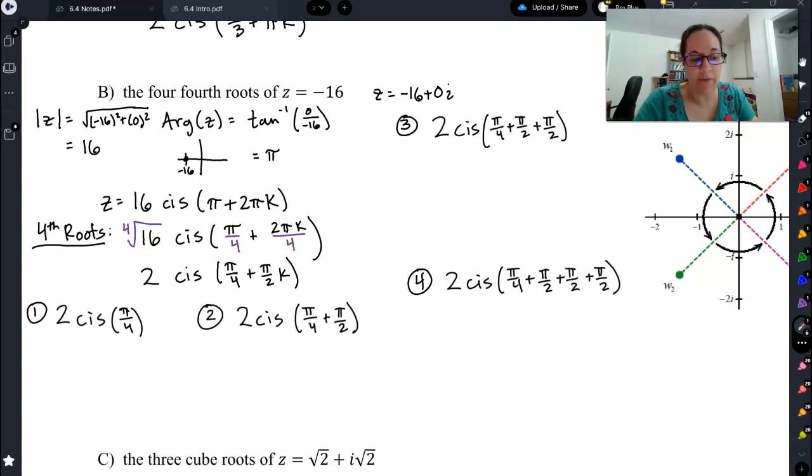Now, we've had plenty of practice with writing this all out as 2 cosine pi fourths plus i 2 sine of pi fourths, so I would like you to take it from here. Write all of these out. They should all be unit circle problems. You shouldn't need to use your calculator at all. And then simplify them out to get what your 4 actual fourth root answers are. Pause the video, try that out, and then come back to check your work.